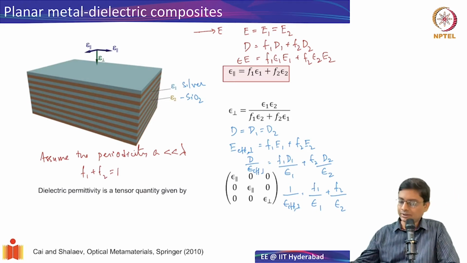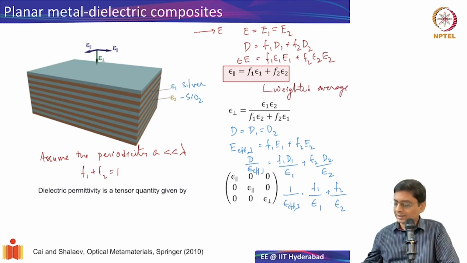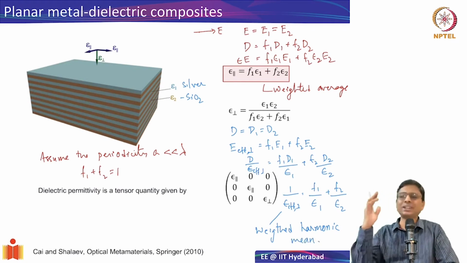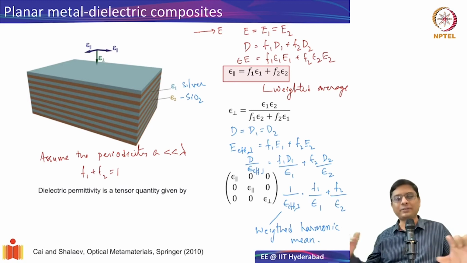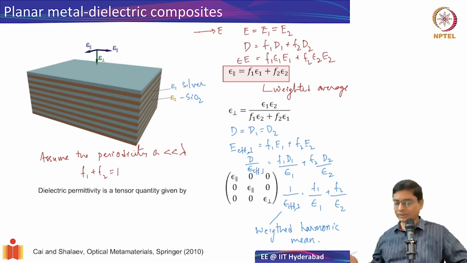Whereas the perpendicular component turns out to be a weighted harmonic mean. And if you remember from basic studies, the harmonic and the regular average form the bounds. If you change F1 and F2, you can have these extreme cases. So let's take an example to see what it is.